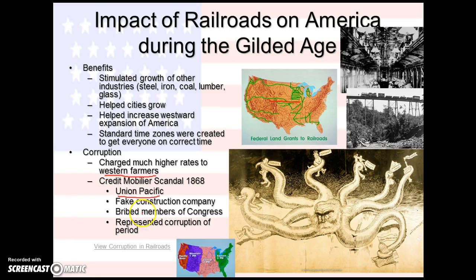This is a fake construction company. A lot of members of Congress knew what was going on, and Union Pacific was able to bribe them. So when you think about the Gilded Age, you need to think about all of this corruption. This kind of stuff would not happen today. Or if it does, I guess we don't know about it. But there's laws against this kind of stuff.